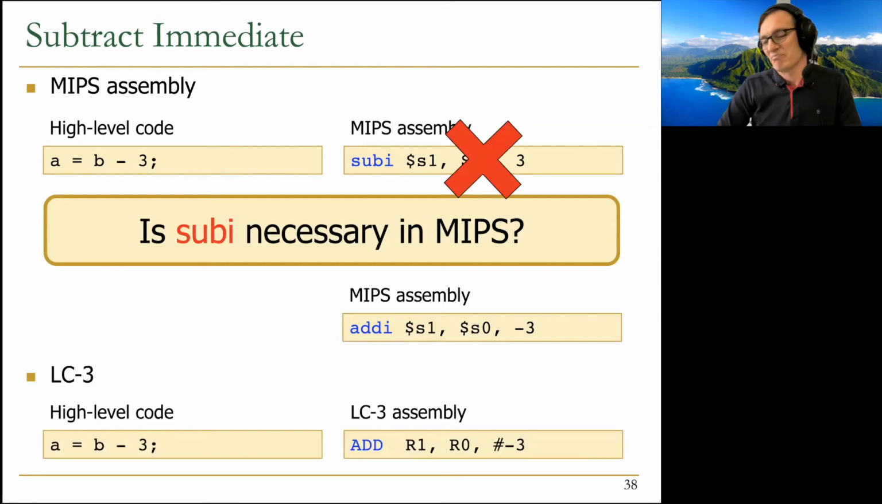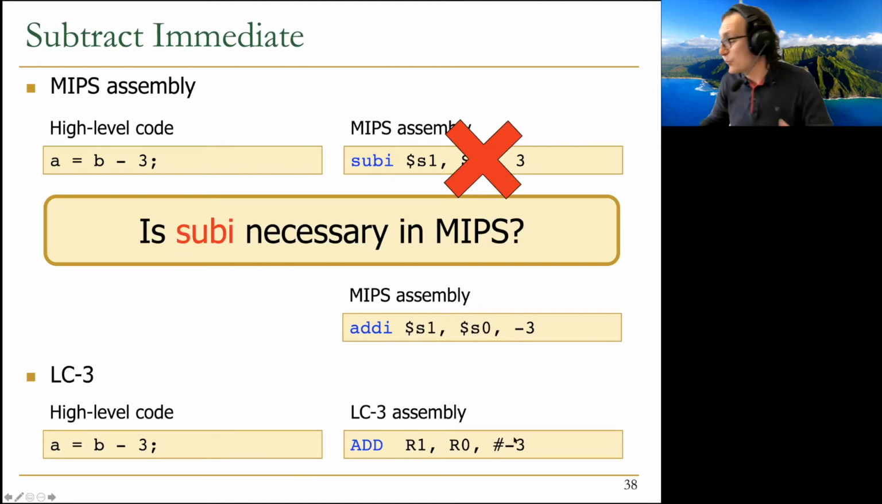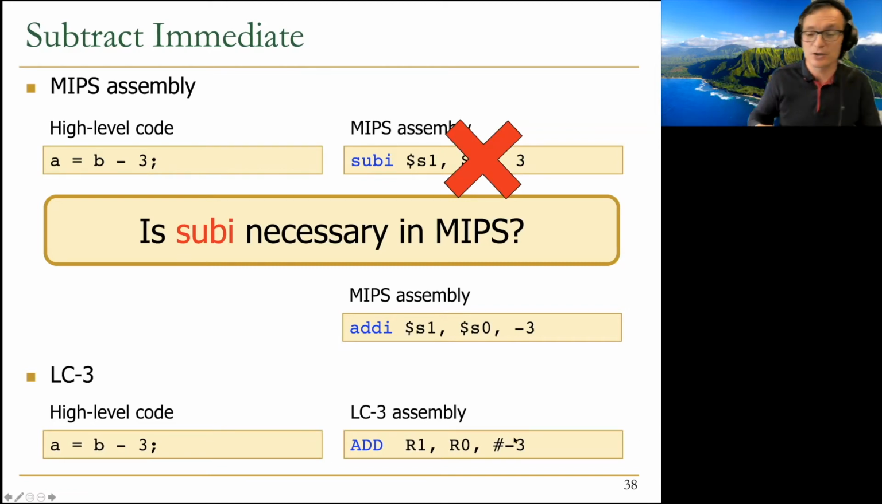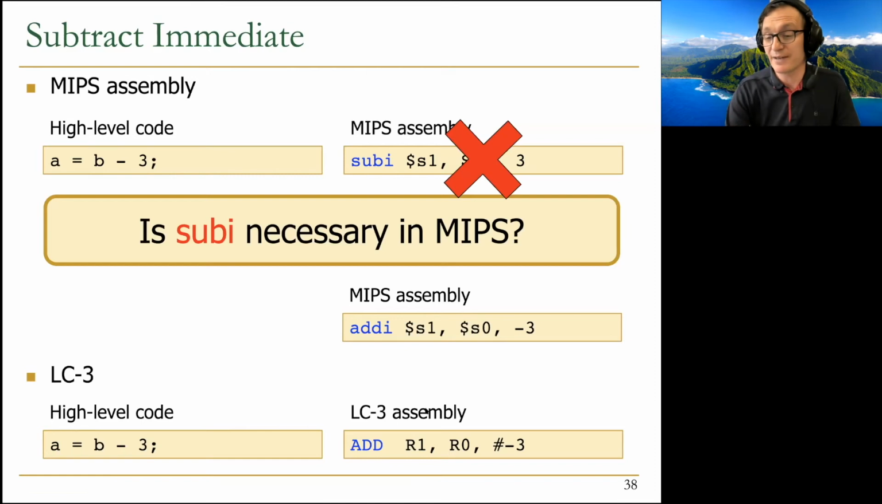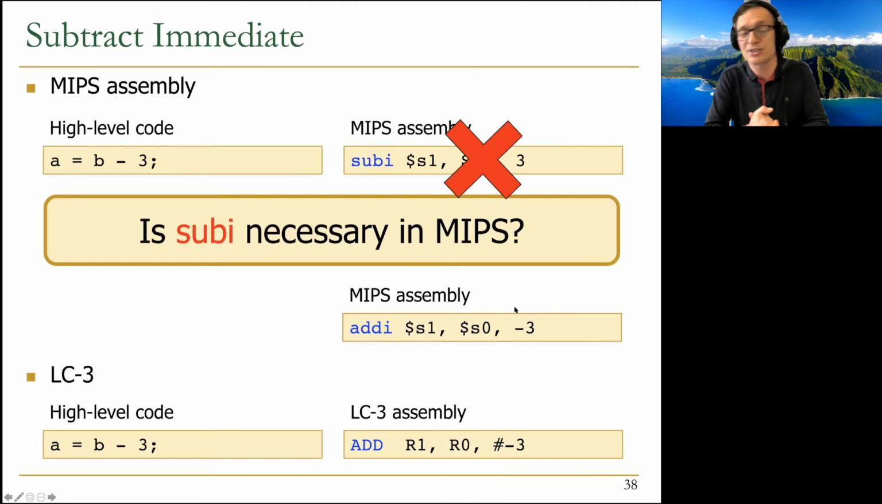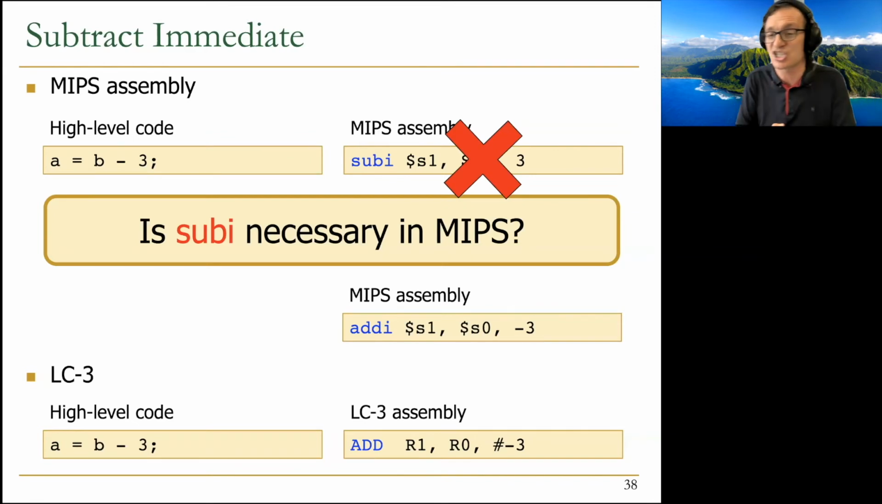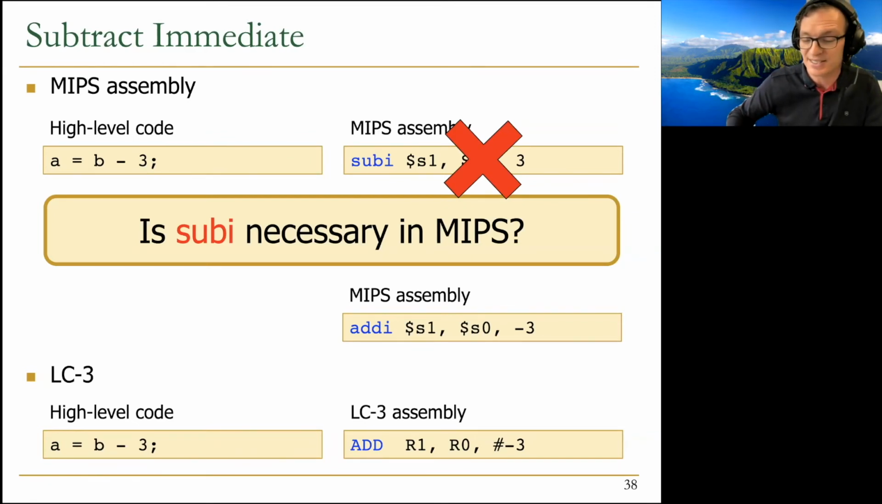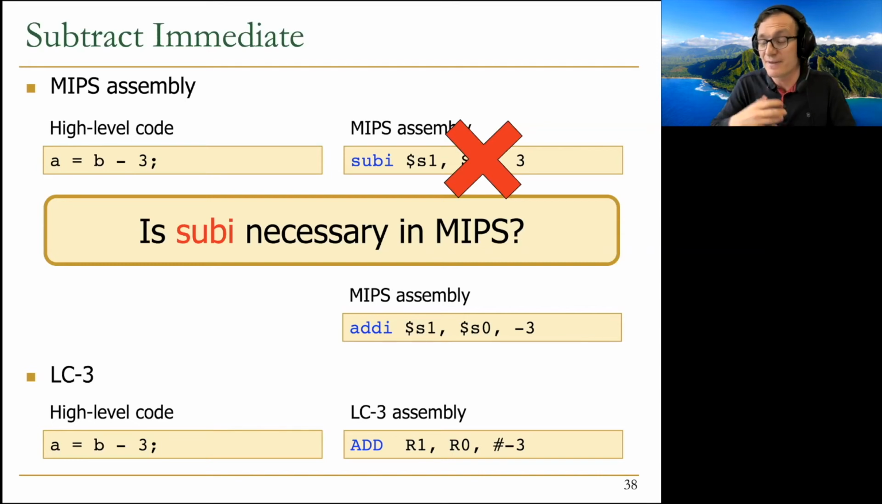LC3, very similar. Although, of course, the same question exists, right? One of your fellow students asked the question, what if you cannot represent the value that you're subtracting in the 5-bit immediate or 16-bit immediate in MIPS? Well, too bad. Then you need to actually put the value in a memory location or construct it into a register, as we will see later on in MIPS and LC3. You can actually construct values without going through memory and then do the operation after that.